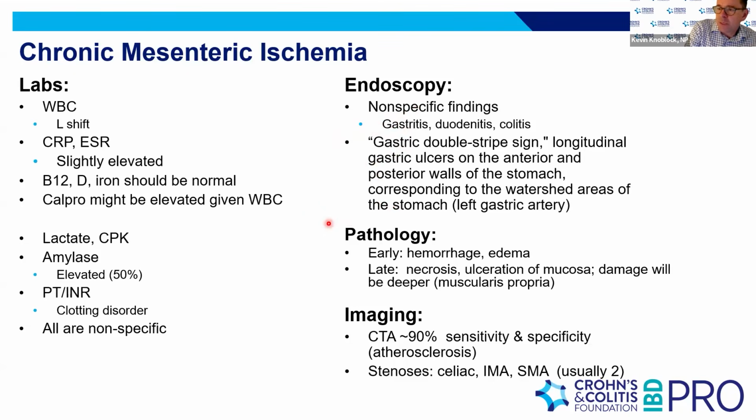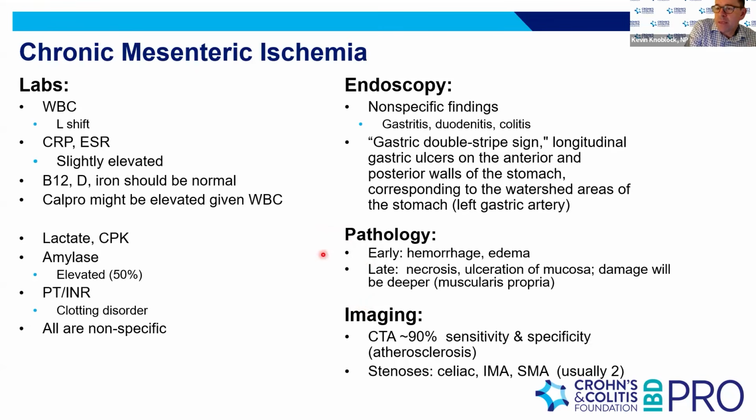Pathology, if they do some biopsies, in an earlier stage, if it wasn't so bad, the pathologist will comment on some hemorrhaging, maybe some edema, swelling of the tissue. If it was a bad case, a later case, they could see some necrotic tissue, ulceration of the mucosa, and the damage will actually get deeper into the tissue.